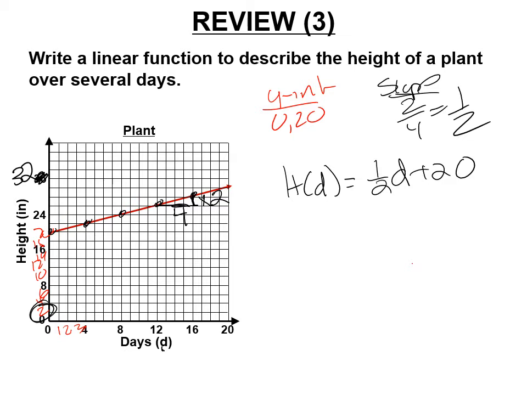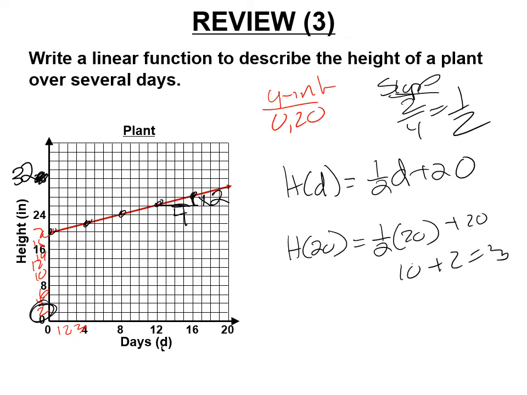Right? And if I then say, find how much it is at 20 days, well, it'll be 1/2 times 20, which is 10, plus this 20 over there. And 20 better go with 30. Is that the point, 20, 30? Let's see. Yeah, because they're each going, oops, I'm off by 1. Oh, sloppy. Yeah, that's 30 right there. Because that's 26 and that's 28. Very sloppy, Mr. Ben. There you go.